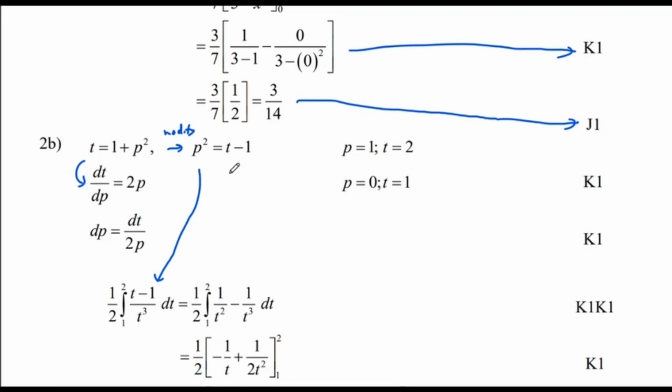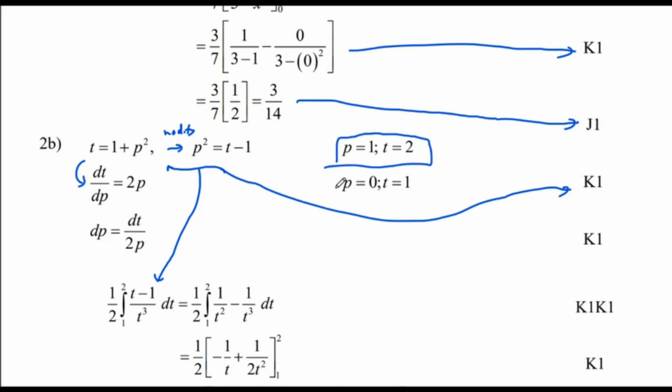Baik. Okay, so first mark adalah kita let t ni dan kita differentiatekan dia. Okay, dapatkan let t dan juga differentiatekan dia, dapat K1. The second K1 adalah kita ubah ni limit from limit P menjadi limit T. So kalau p 1 t 2, kalau p 0 t 1 menggunakan formula di sebelah ni.